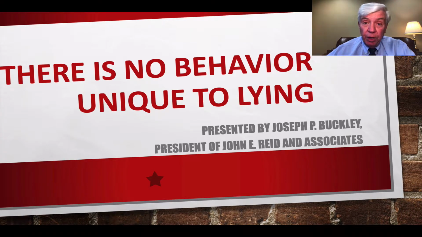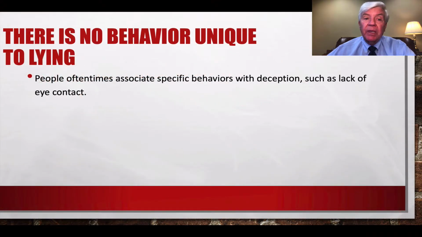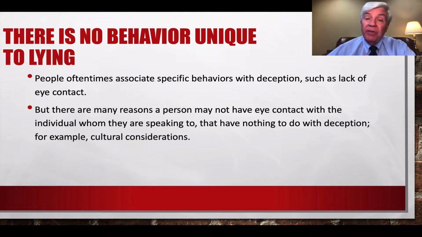In this brief video presentation, I would like to discuss the topic: there is no behavior unique to lying. People oftentimes associate specific behaviors with deception, such as maybe lack of eye contact. But there are many reasons a person may not maintain eye contact with someone they're talking to that have nothing to do with telling the truth or being deceptive.